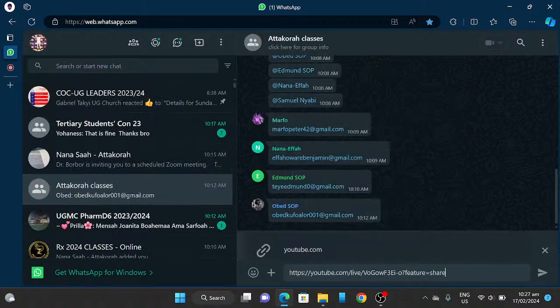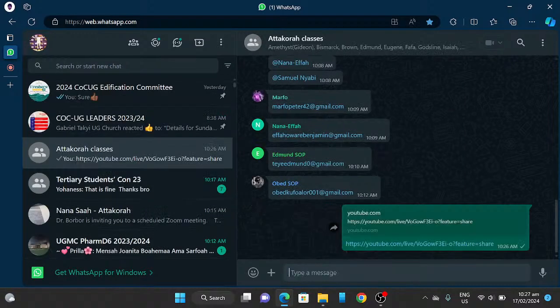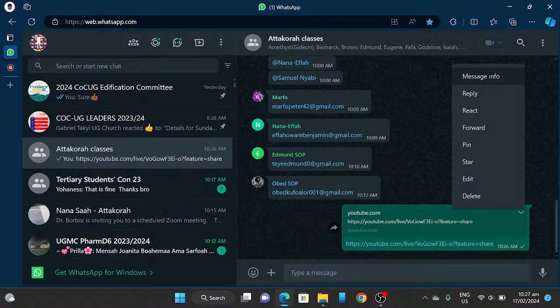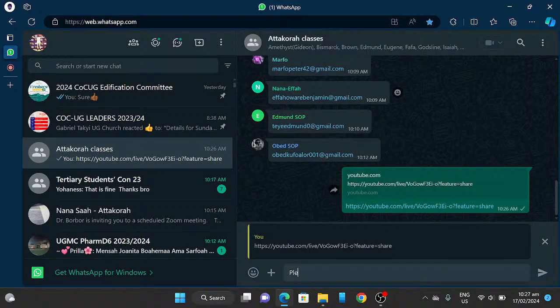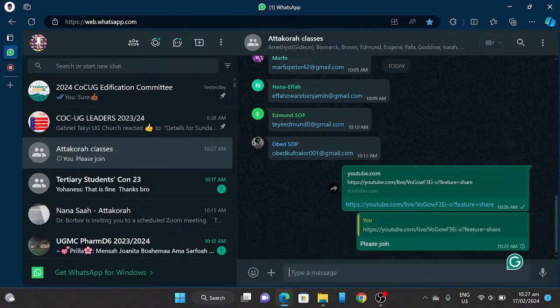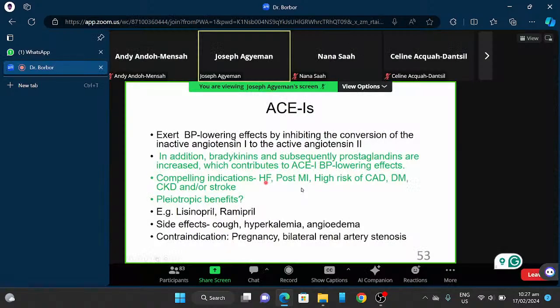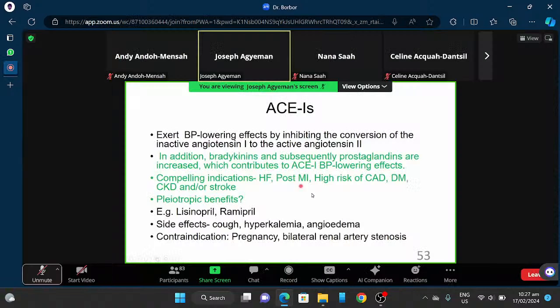We have several recommendations, several guidelines for when to use them: after myocardial infarction, hypertension, stroke, and what have you.